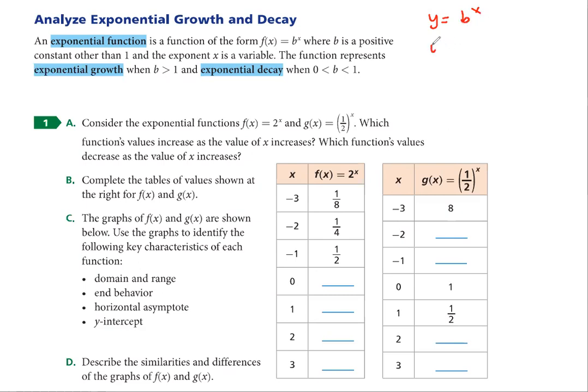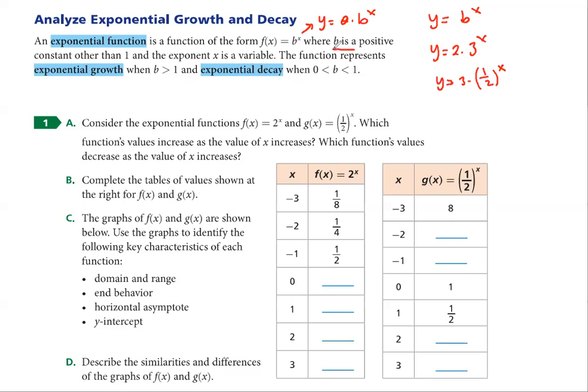But we could have, let's say, y equals 2 times 3 to the x, which means in front of the b, you could have some numbers as well. So this is still an exponential function. Let's say 3 times 1/2 to the x power. This is also an exponential function. So we can make this a bit more general: y equals a times b to the x. Whenever a function can be written in this form, we call that an exponential function.